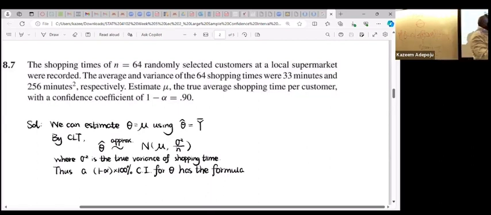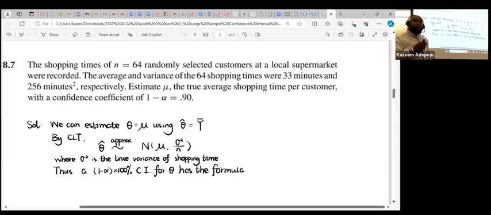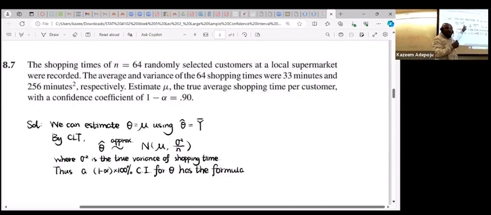Now, the theta here is mu, the true value of the parameter, and the estimator for mu is going to be y bar, which is theta cap equal to y bar. Now, by the central limit theorem, how do I know the distribution of theta cap? Y bar will follow a normal distribution because of the sample size of 64. Does that make sense? Okay, now I will be able to use the central limit theorem.